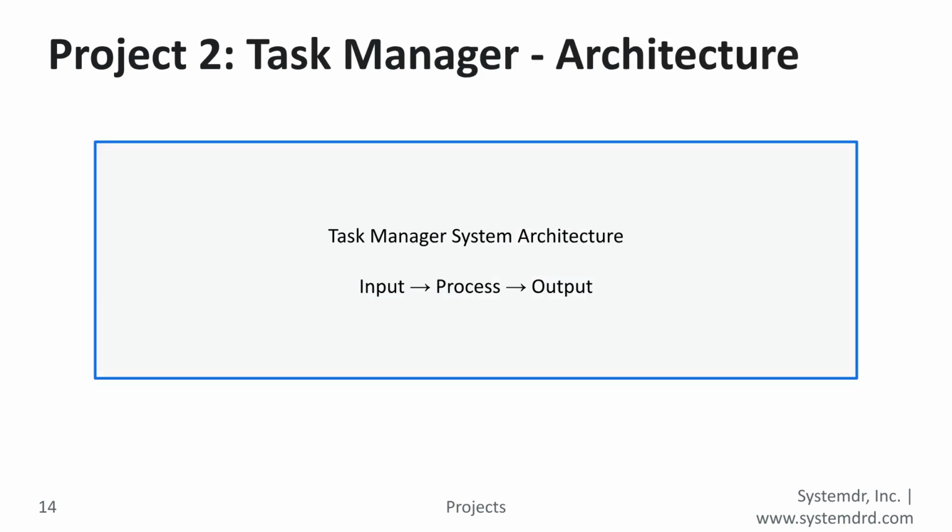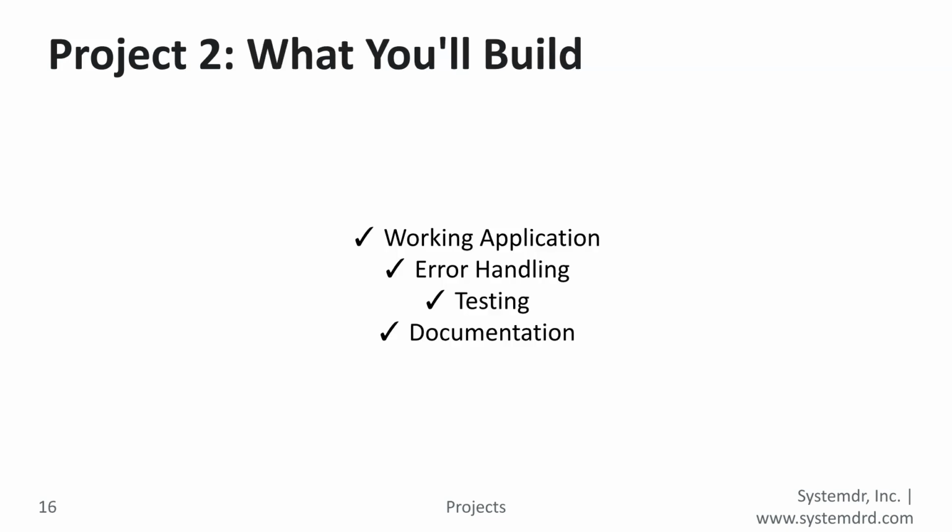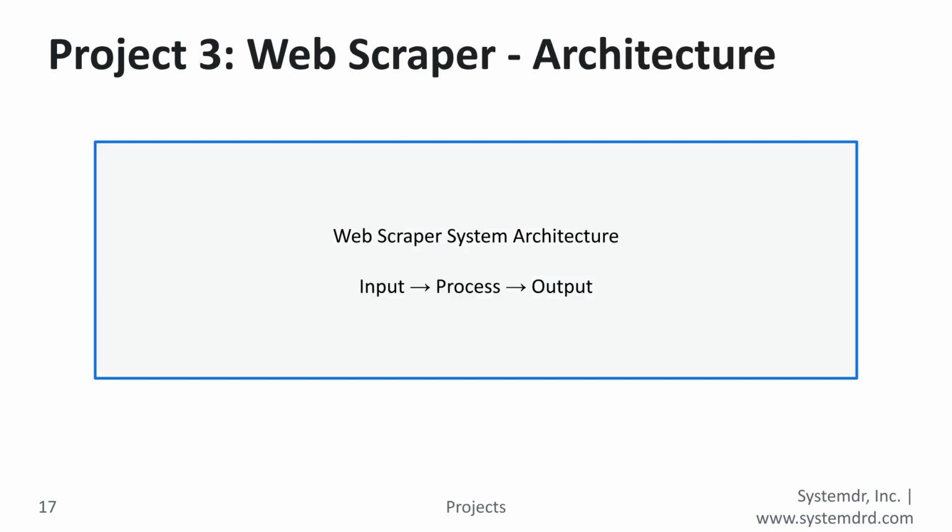Our second project is building a task manager. Like the calculator, the architecture will follow the input, process, output model, but with more complexity in managing data and user interactions. The task manager project uses a standard Python structure with a main function for implementation, where we'll add the logic for creating, viewing, and completing tasks. For the task manager, we will build a working application, implement robust error handling, develop thorough testing procedures, and create useful documentation.